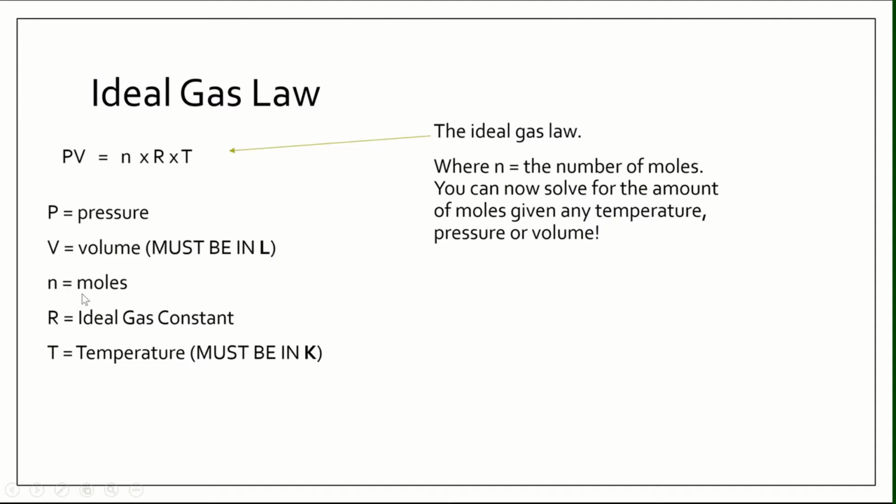n is our number of moles. R is the ideal gas constant. We'll talk about that in just a second. And T is temperature, which must be in Kelvin. So this chapter, definitely big to be converting into Kelvin.